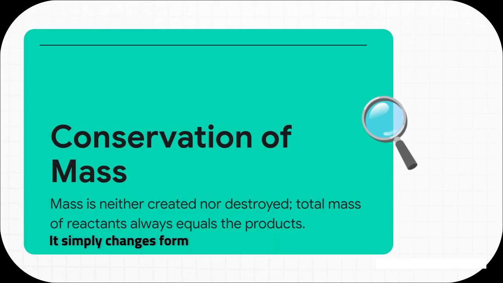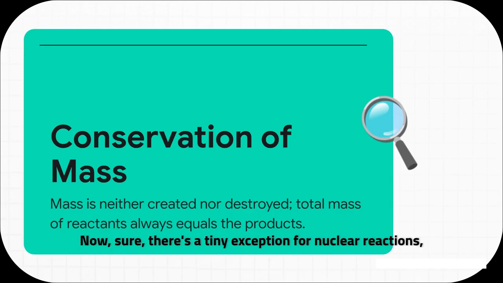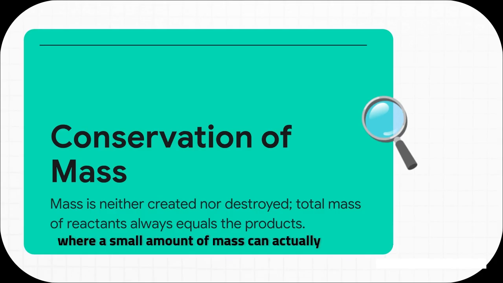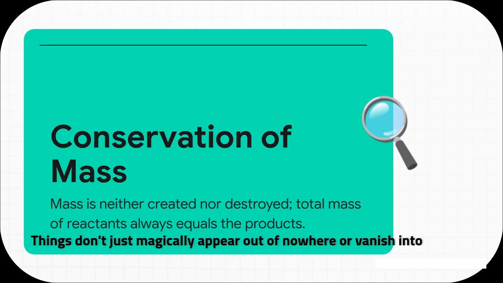It simply changes form. The total mass of your starting ingredients, your reactants, is always going to perfectly equal your end products. Now, sure, there's a tiny exception for nuclear reactions where a small amount of mass can actually convert into energy. Shout out to Einstein for that one. But in standard, everyday chemistry, the universe keeps a perfectly balanced scale. Things don't just magically appear out of nowhere or vanish into thin air.